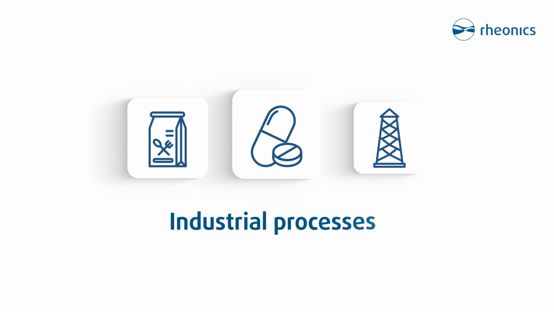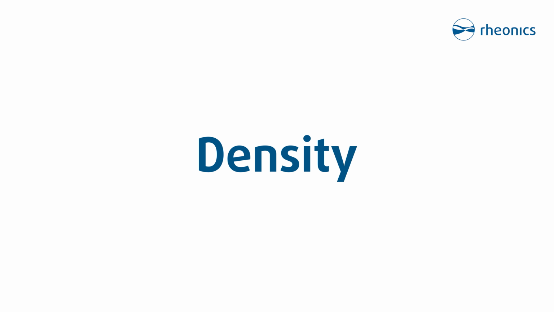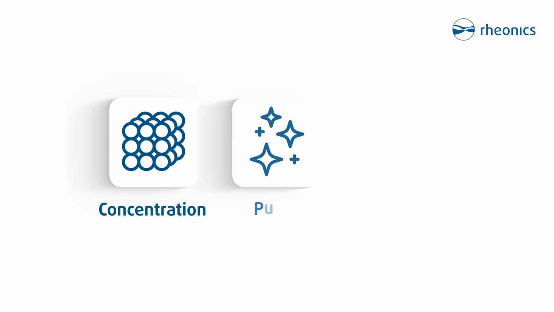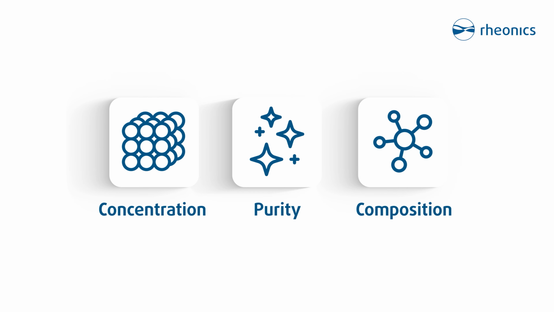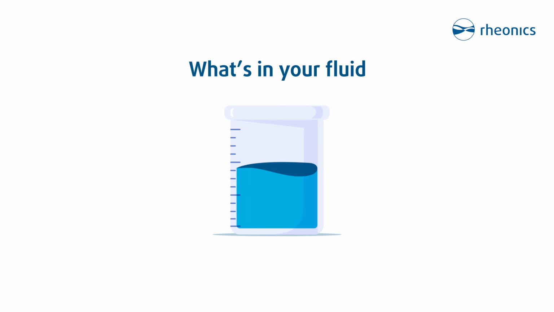In industrial processes, density is a critical indicator of concentration, purity, and composition. If you know the density, you know what's in your fluid and how your process is going.